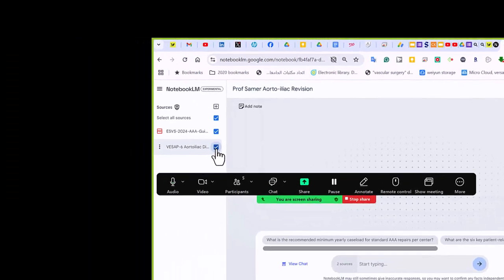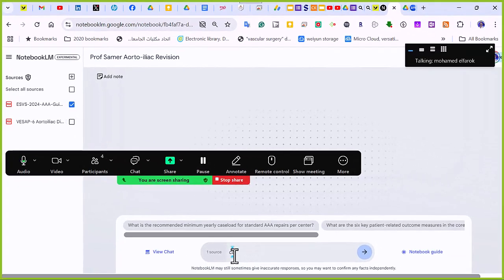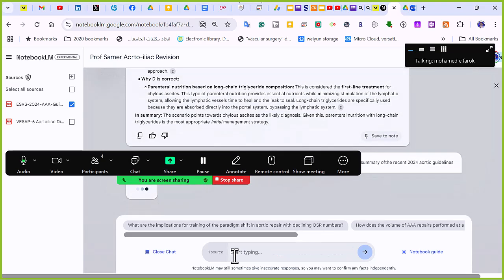Okay. Now let us say something simple. Let me exclude VSAP from the sources. It's only the guideline. I will ask the artificial intelligence, can you give me a summary of the recent 2024 aortic guidelines? Here, the artificial intelligence will not go anywhere else except for this document. It will read all of it and come to me with the summary.